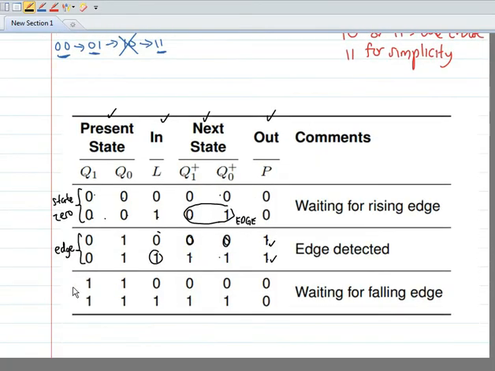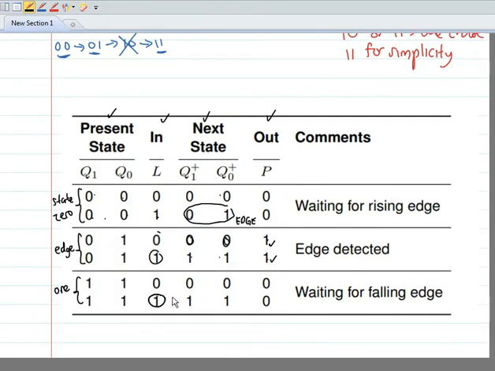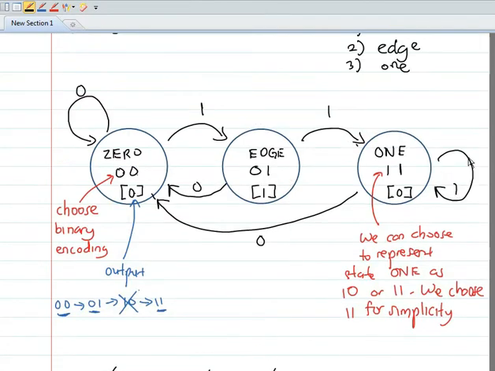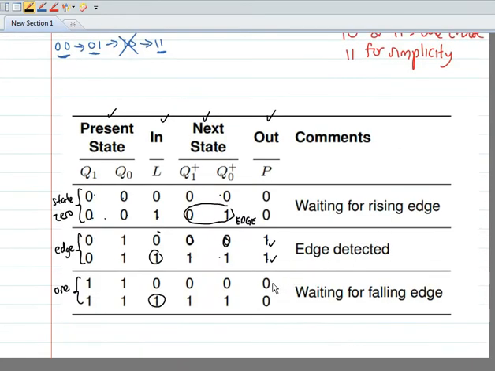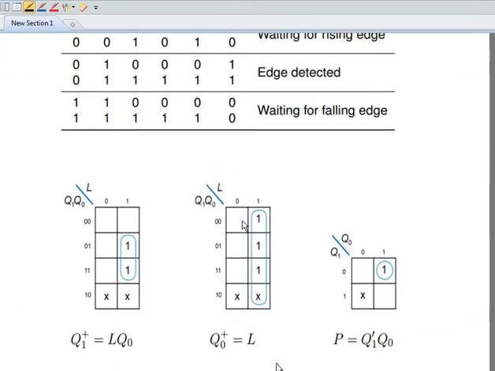Third state, so state 1, right? You receive a 0, you go back to state 0, right? If you receive a 1, you stay in state 1, okay? While you are in state 1, your output is always 0. So put a 0 here, just like that. Okay? So once you have filled up your table, the next step is to derive the next state equations and output equations, okay?